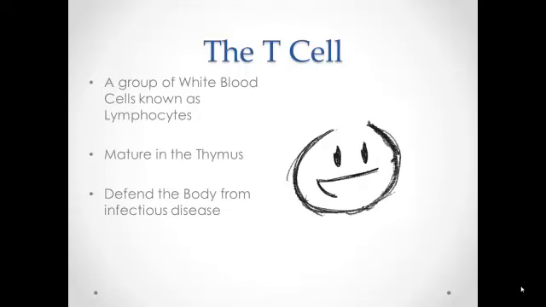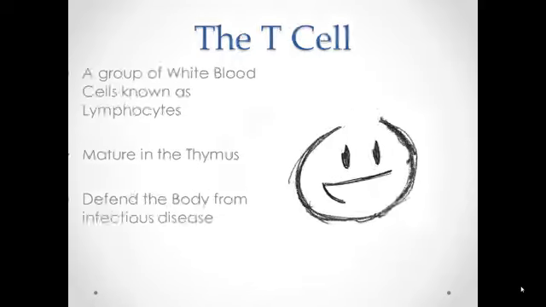So to begin, we have our happy-go-lucky T cell. T cells are part of a group of white blood cells known as lymphocytes. They mature in the thymus, which is where the T in T cell comes from, and they defend the body from infectious disease, as all white blood cells do.